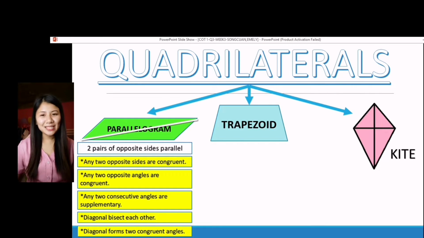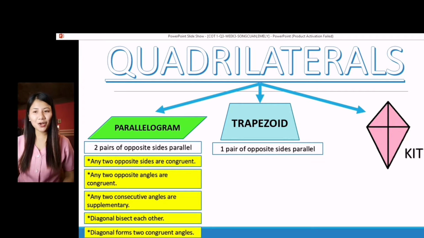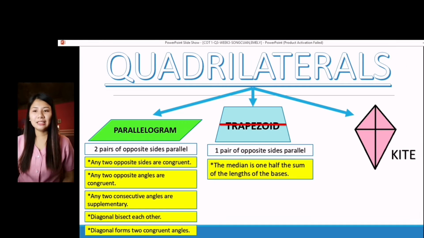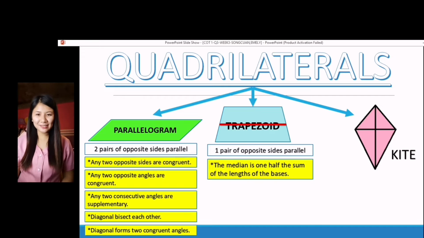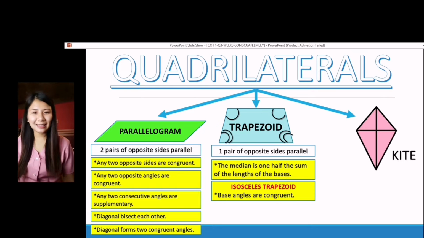Now, let us proceed to the trapezoid. A trapezoid has 1 pair of opposite sides parallel. Now, let us recall its properties. The median is 1/2 the sum of the lengths of the bases. Let us now proceed to the isosceles trapezoid. When we say isosceles trapezoid, the 2 non-parallel sides or legs are congruent. Now, let us proceed to its properties.